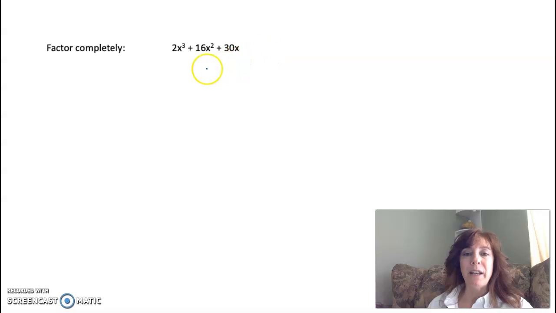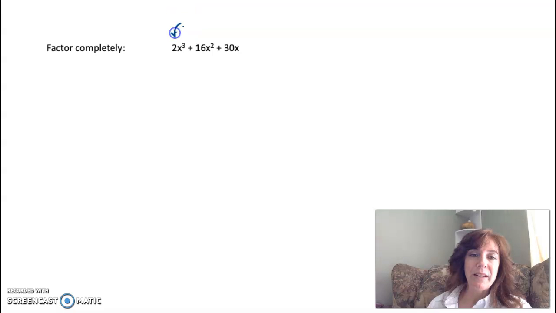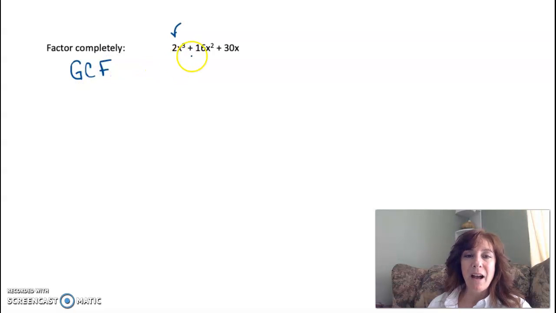Now let's look at a new one. This trinomial looks bigger. It has coefficients for every variable. It does not begin with n squared, it begins with n cubed. So first I want to see if they have any common factors, any greatest common factor.